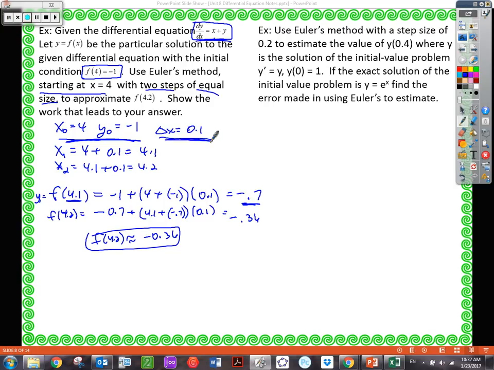Because I have to start at an x of 4 and I have to go to 4.2, and I was supposed to use 2 steps of equal size to get there. So that's my only choice. Other questions?